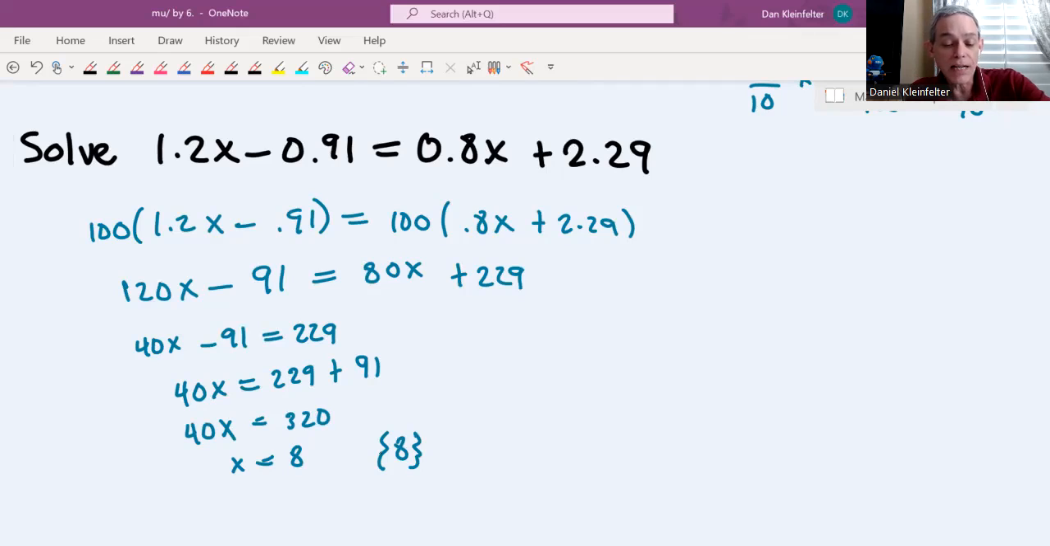So in the next part, we'll take a look at some overall strategy for how you solve linear equations, and then we'll move on to looking at word problems. In the meantime, let me know if you have any questions, and have a great day.